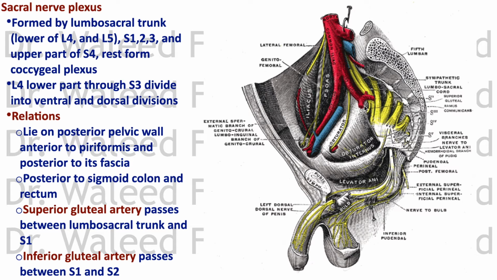The superior gluteal artery passes between the lumbosacral trunk and S1. The inferior gluteal artery passes between S1 and S2. This is a multiple choice question. The superior gluteal artery passes between the lumbosacral trunk and S1 on its way to exit the pelvis, and the inferior gluteal artery passes between S1 and S2.